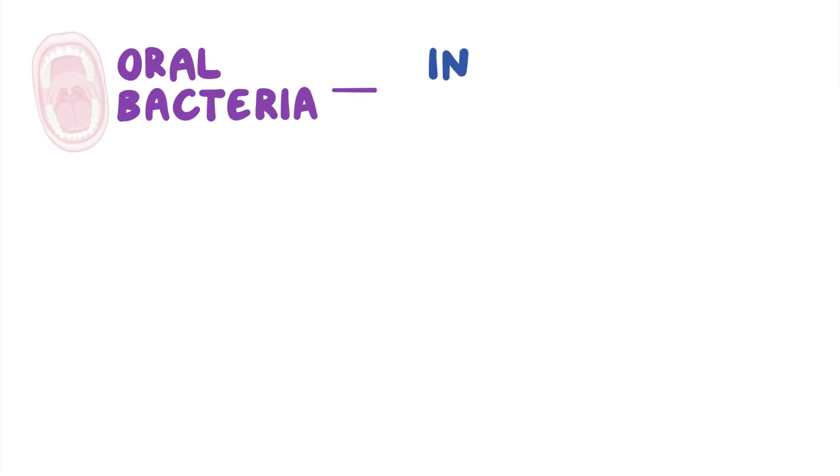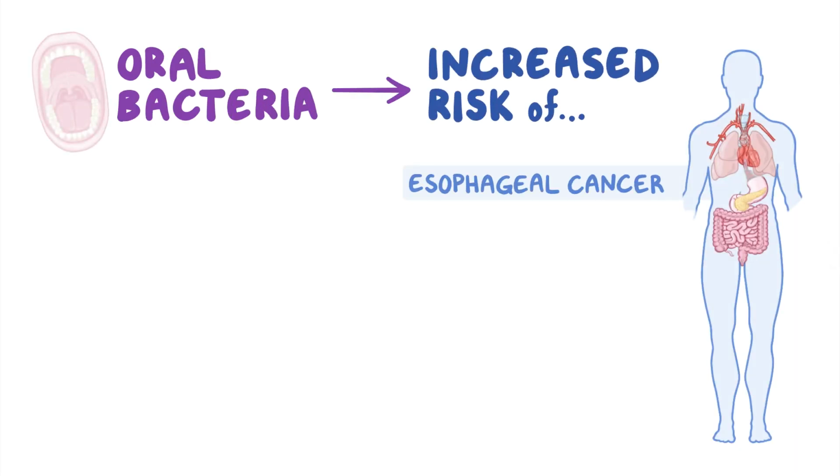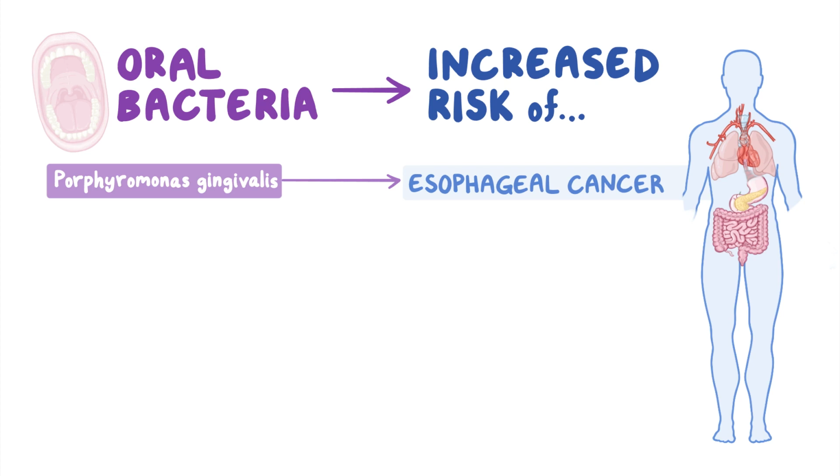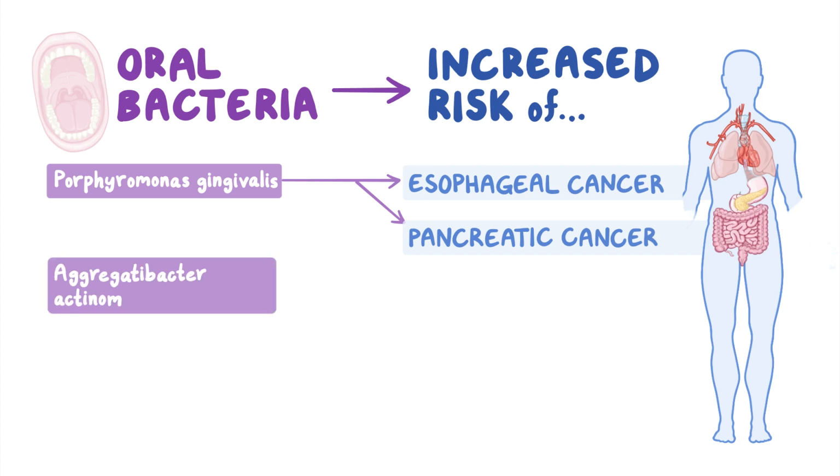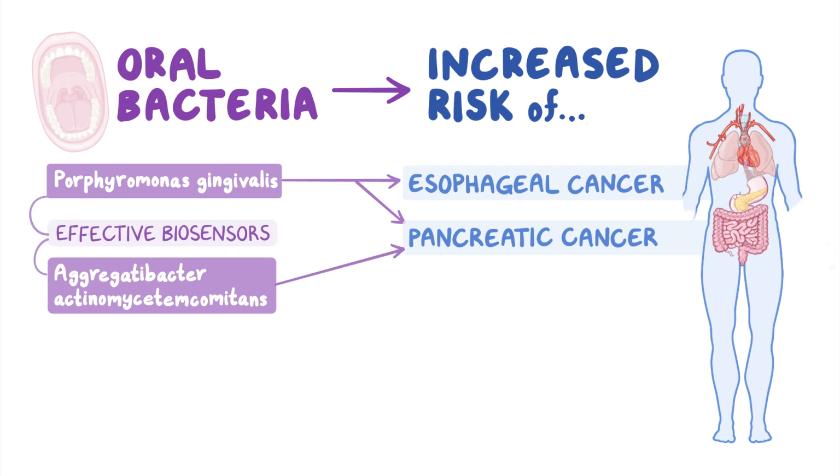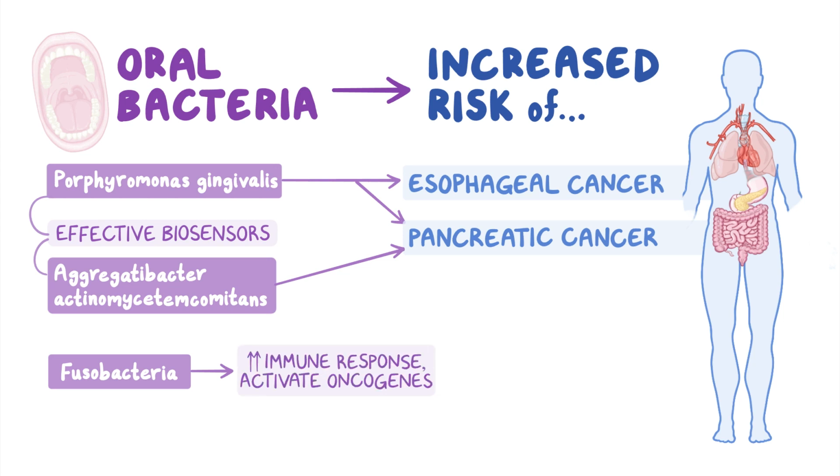So oral bacteria might increase the risk of esophageal cancer, especially Porphyromonas gingivalis, which has been detected in cancerous tissues. P. gingivalis is also associated with a high risk of pancreatic cancer, along with Aggregatibacter actinomycetemcomitans, and they can be used as an effective biosensor for early diagnosis of pancreatic cancer. Fusobacteria is another genus of bacteria in the mouth that produces excessive immune responses and activates oncogenes. They can invade the bowel and cause inflammation that accelerate colorectal tumor formation.